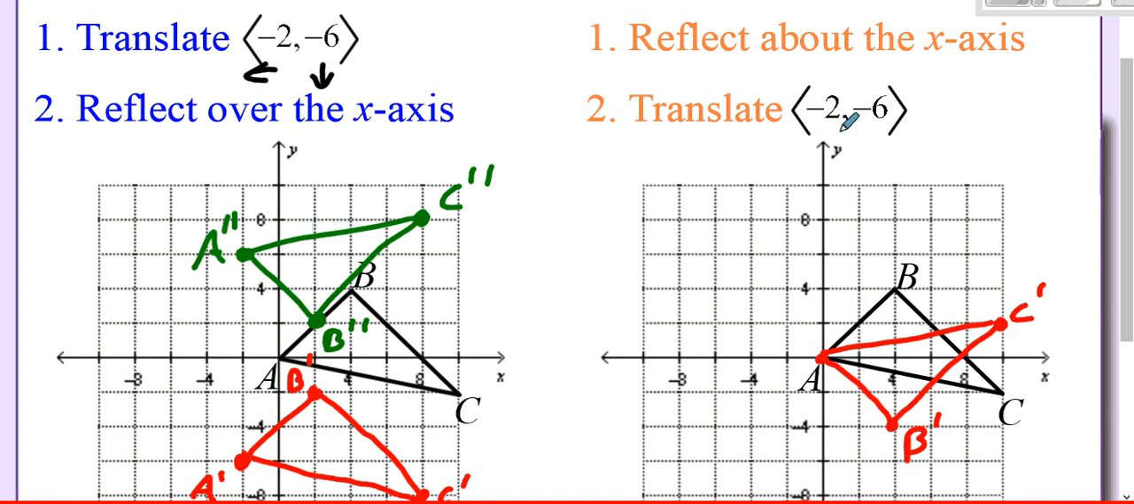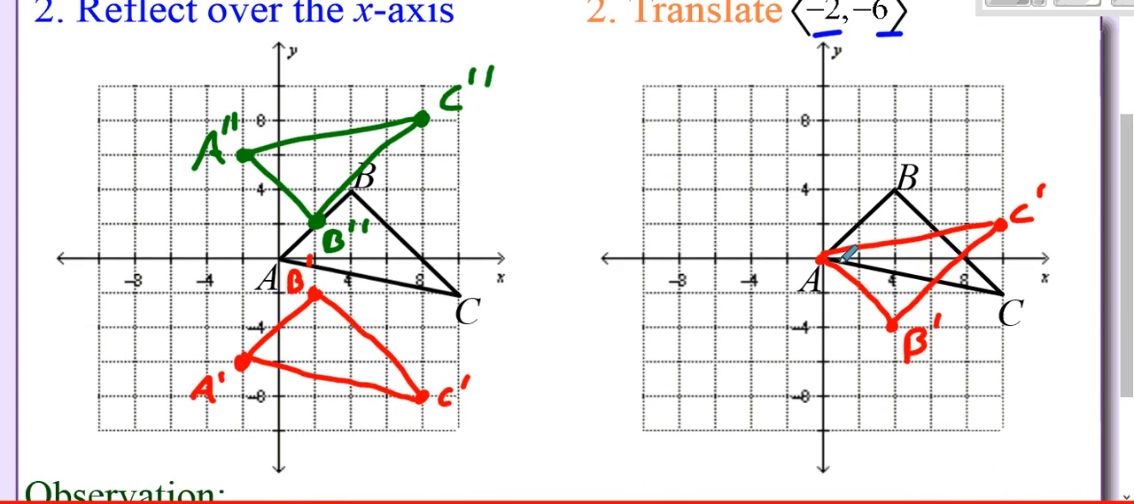And now we're going to translate -2, -6. So left 2, down 6. Left 2, down 2, 4, 6. Left 2, down 2, 4, 6.